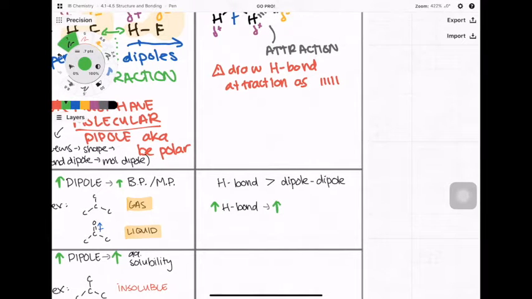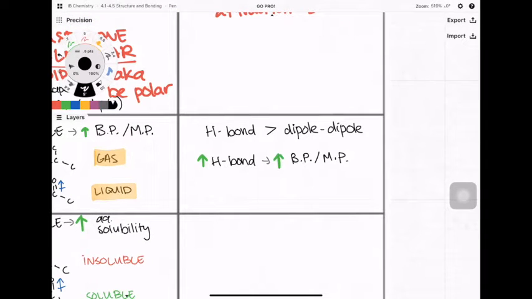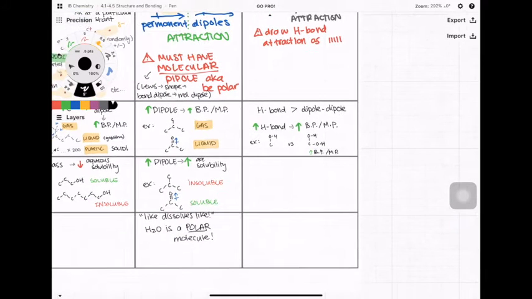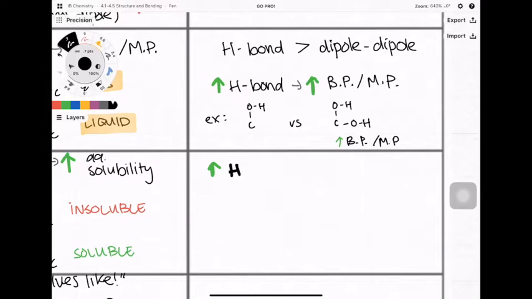Now again, here when we're talking about boiling point and melting point, remember that things with hydrogen bonds have a stronger intermolecular force. And again, the more hydrogen bonds that you have, the higher the boiling point. So if you take a look, here we have one possible hydrogen bond, here we have two possible hydrogen bonds in the second molecule, so the second molecule will have a higher boiling point.